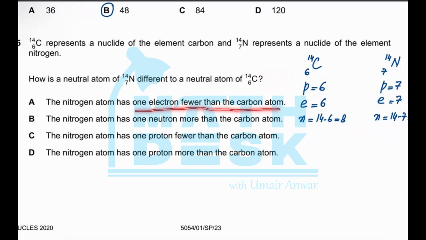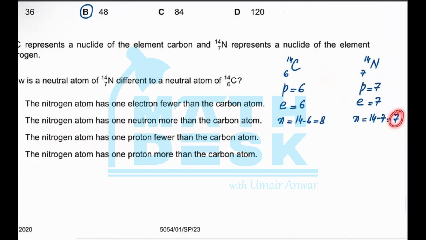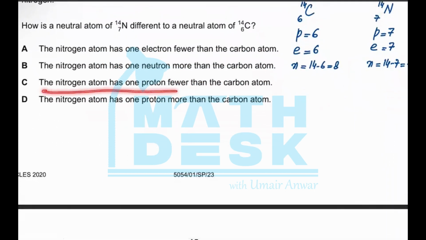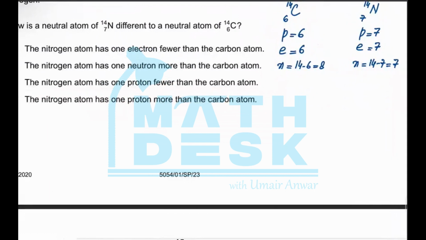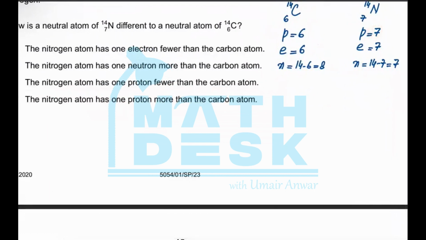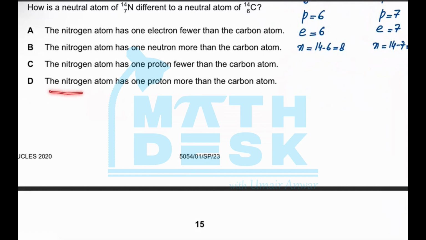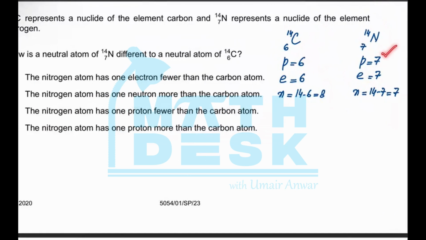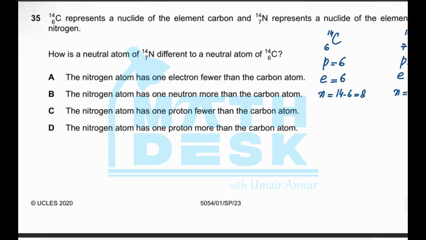That is not correct. Nitrogen has 1 more electron than carbon. The nitrogen atom has one neutron more than the carbon atom. It is also not correct. It has one fewer neutron. The nitrogen atom has one proton fewer than the carbon atom, which is also not correct. It has a larger number of protons. The nitrogen atom has one proton more than the carbon atom, which is correct because the number of protons over here are 7, which is one more than the carbon possesses. So the correct option here would be option D.